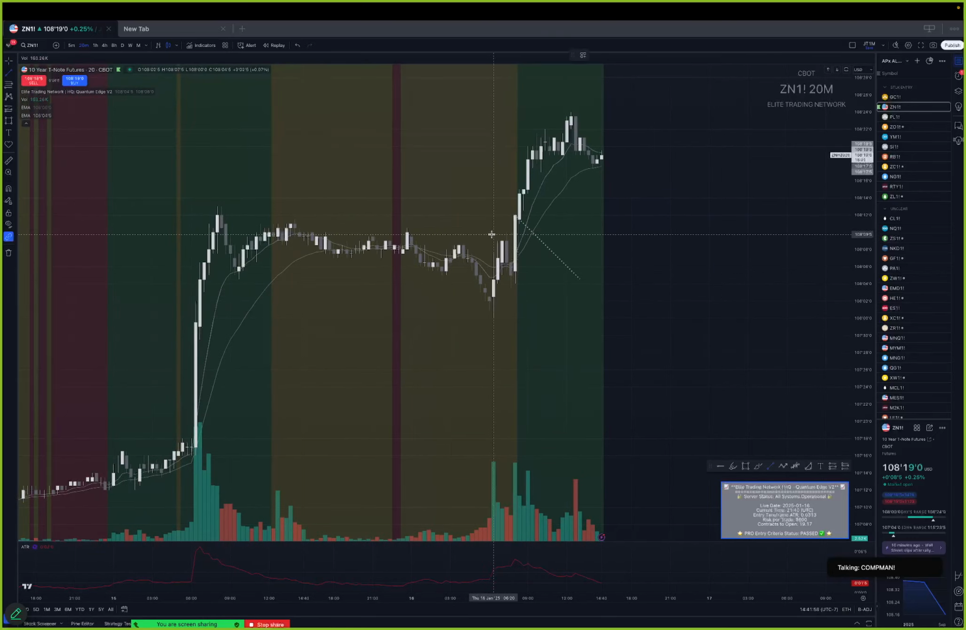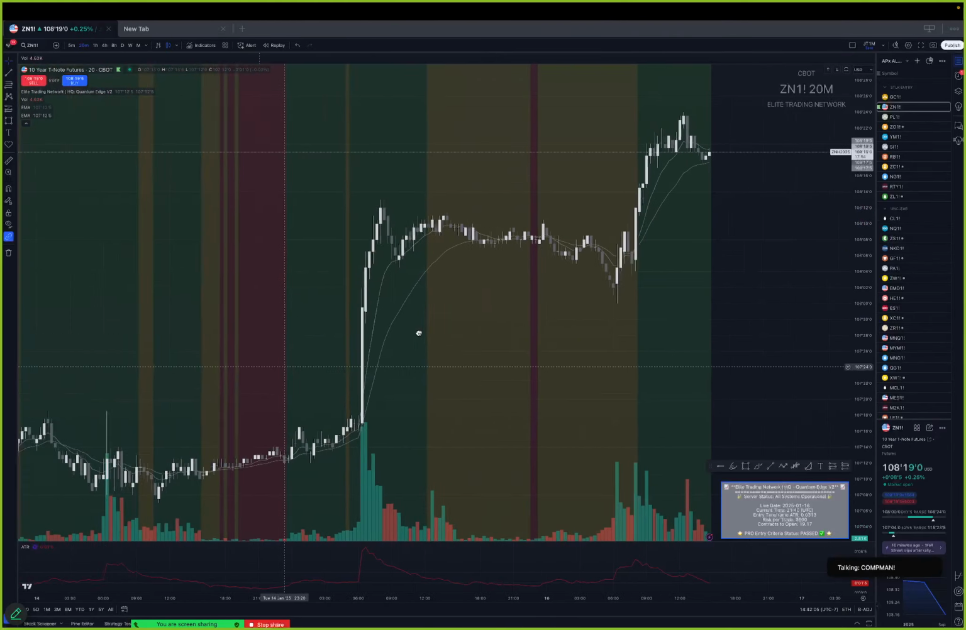Versus if you would have taken any entry in here, so for example, this one could have been a valid buy stop, stopped out, and then it builds up. So the indicator has been coming in clutch.